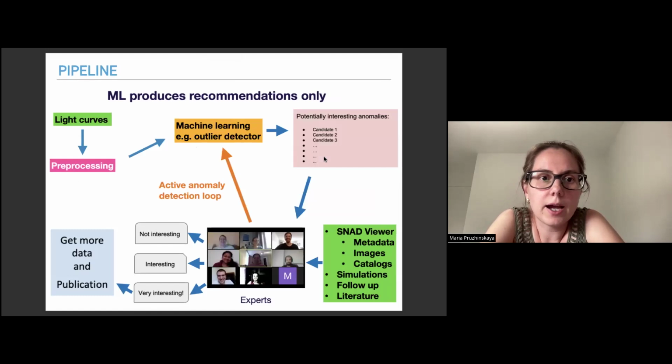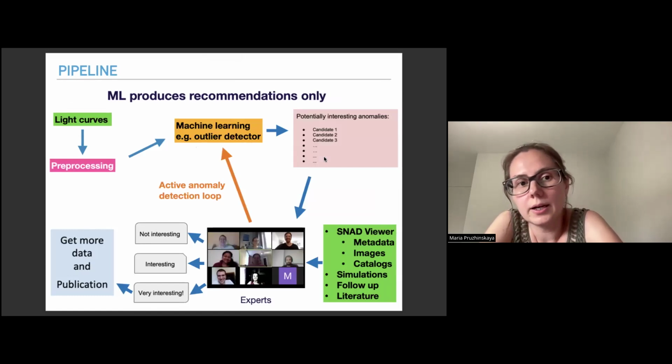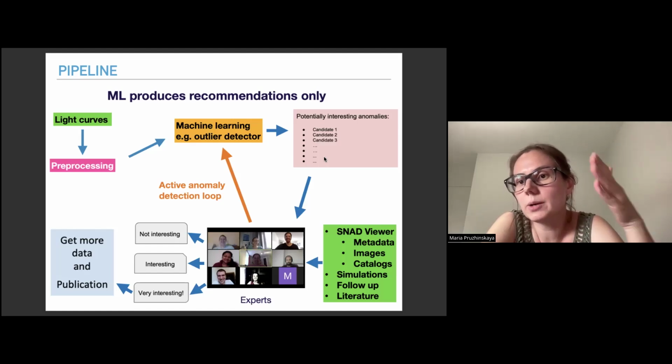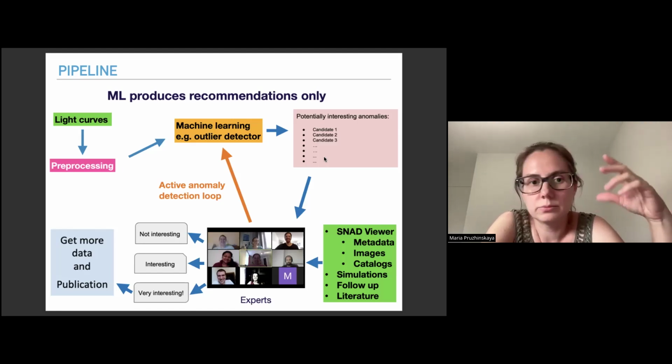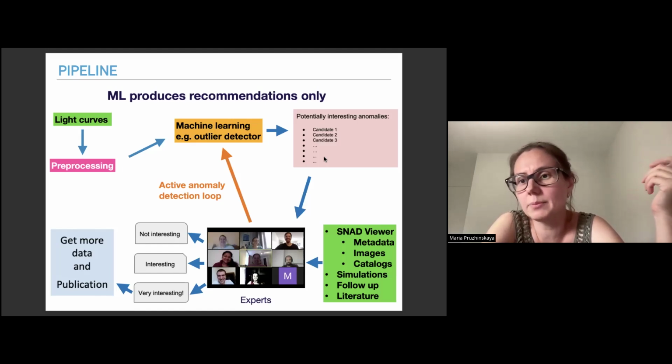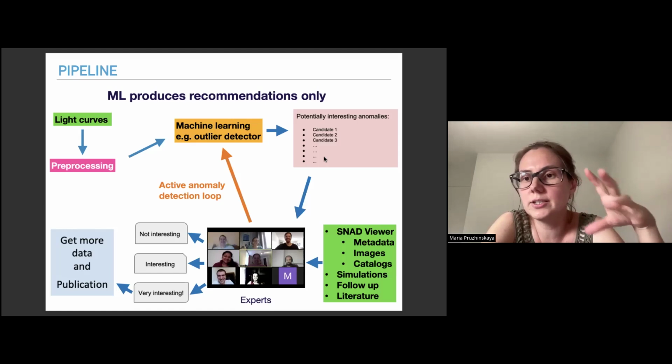On this slide, I show the main steps of our pipeline. We are mainly working with light curves, so with photometry. And as you all know, astronomical light curves are quite complicated. They are not homogeneous in time. We have errors. We have redshift. We have a lot of factors that make them difficult, especially for machine learning algorithms.